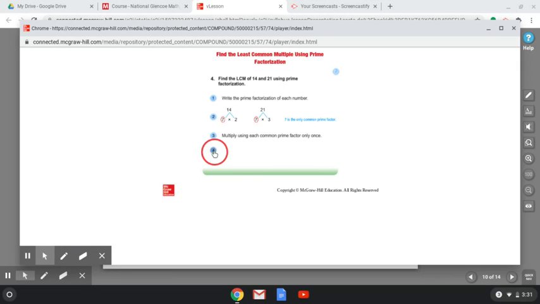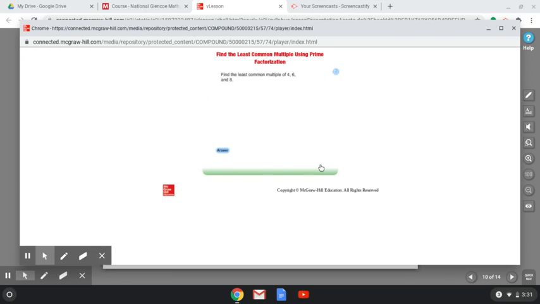And so your least common multiple would be 7 times 2 times 3, which is 42. So you are multiplying the common multiple once, and then you're going to multiply by each of these other ones as well. I probably didn't say that right the first time, but you're multiplying the common multiple times all of the remaining ones, but you're only going to use the common multiple once.